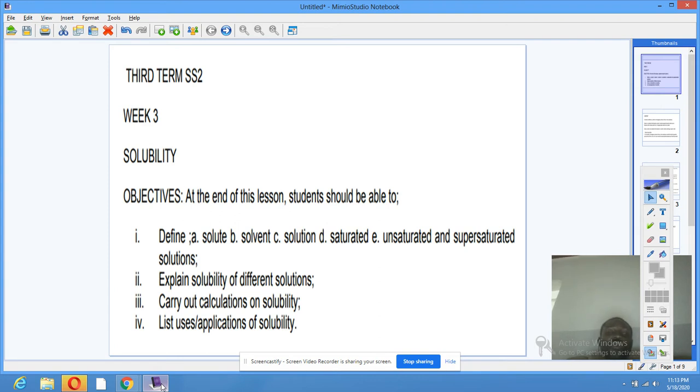We're looking at solubility. At the end of this lesson, students should be able to define a solute, solvent, solution, saturated, unsaturated, and supersaturated solution. Students should be able to explain solubility of different solutions, carry out calculations on solubility, and list uses or applications of solubility.